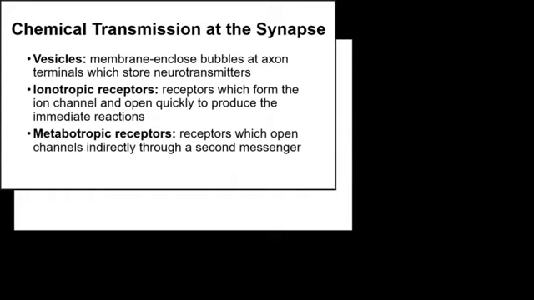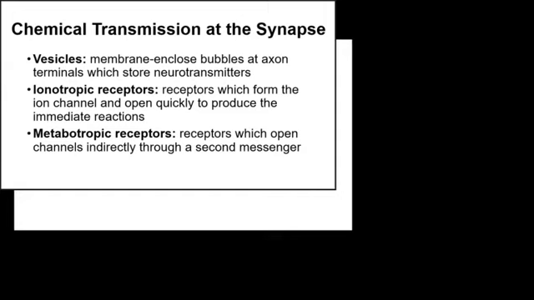All right, so for our chemical transmission at the synapse, we're talking about that movement of neurotransmitters from our presynaptic neuron to the postsynaptic neuron. And they're going to do something with those chemically transmitted signals. So we have our vesicles, and these are membrane-enclosed bubbles that exist at the axon terminals, and they're going to store neurotransmitters. These vesicles are basically like balloons that hold all of the neurotransmitters together. We'll talk about a couple of different ways that we store and release these neurotransmitters in a controlled fashion, but that's in a couple of slides.